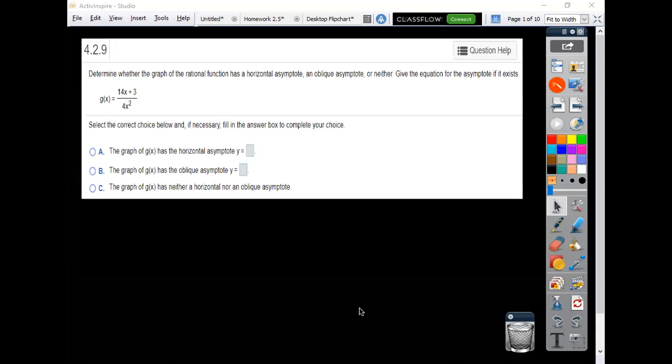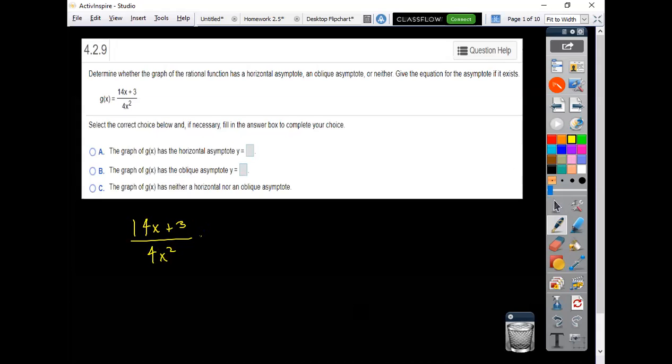4.2.9, determine whether the graph of the rational function has a horizontal asymptote. So the horizontal asymptote has to do with the degree of the numerator, which would be 1, that x to the first, and the degree of the denominator, which is 2.